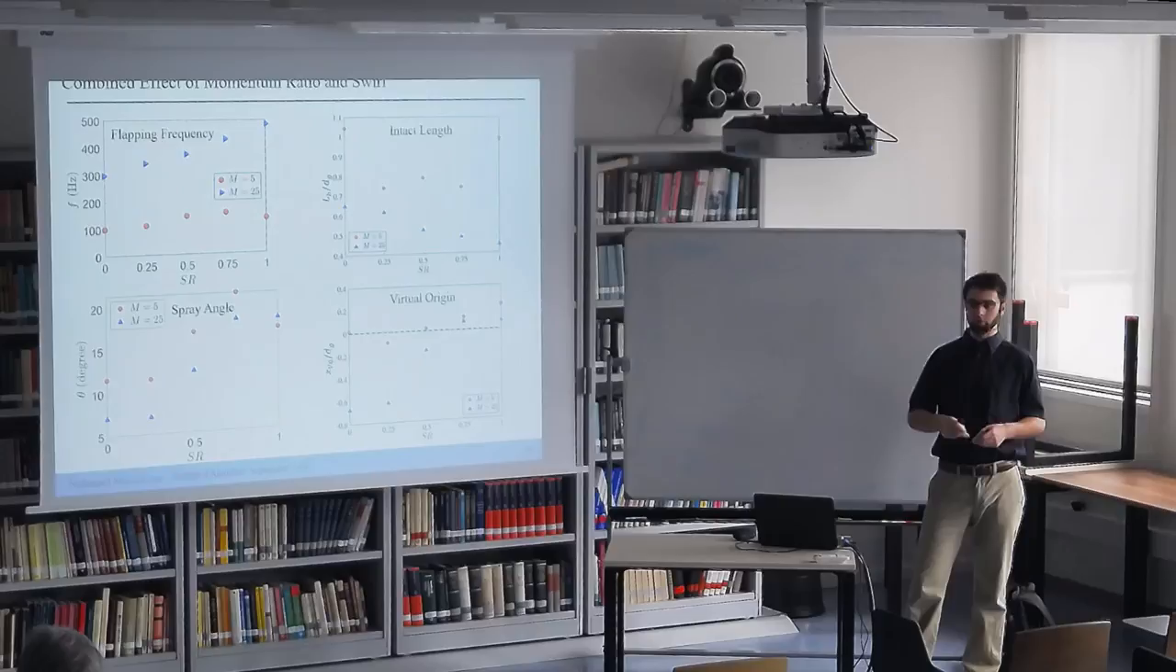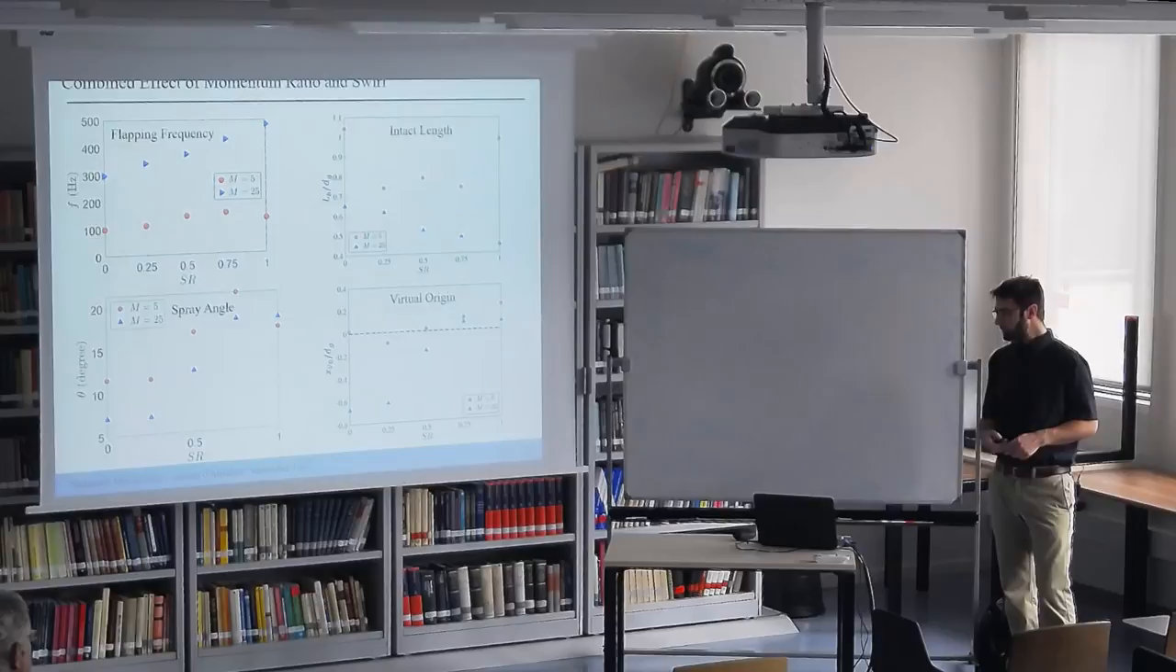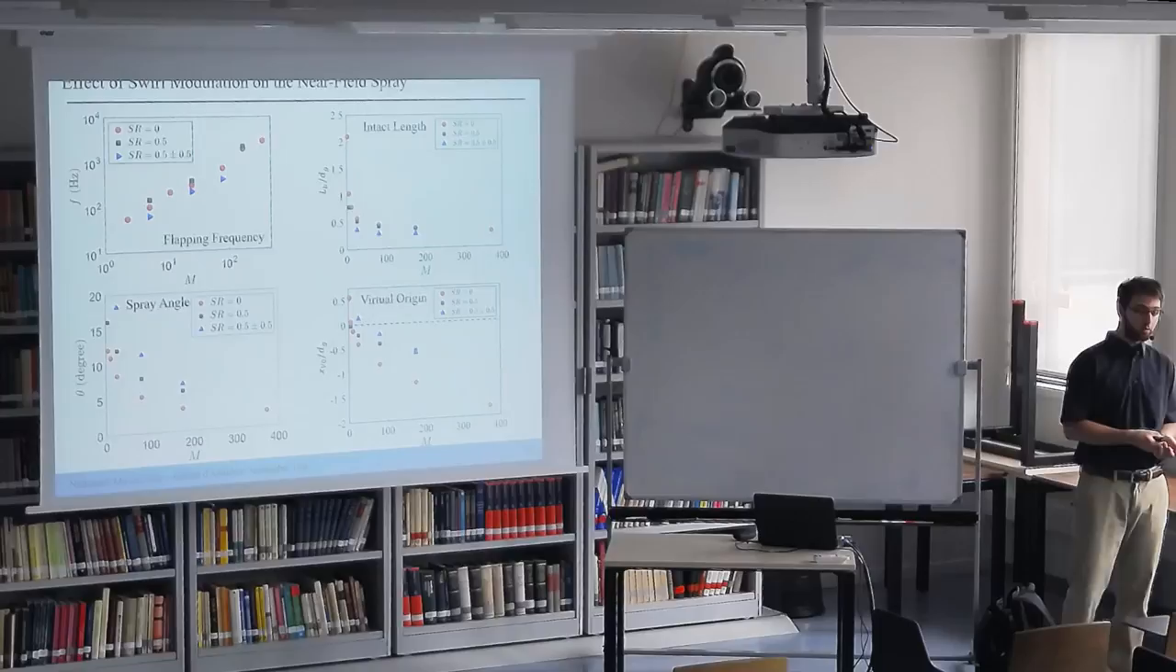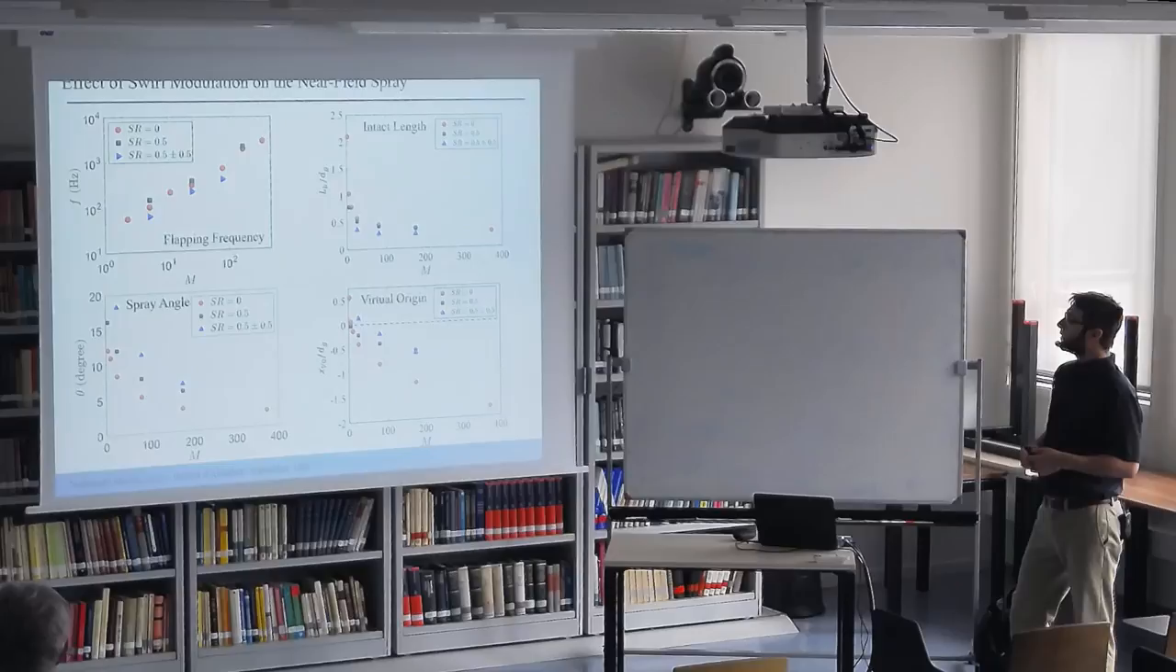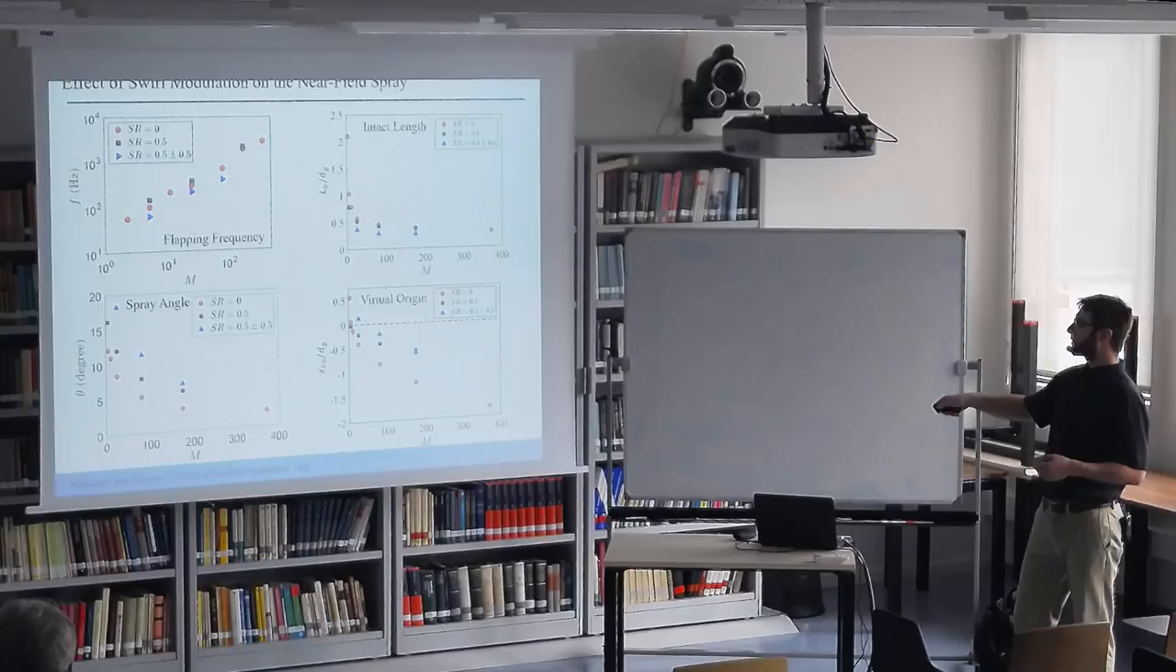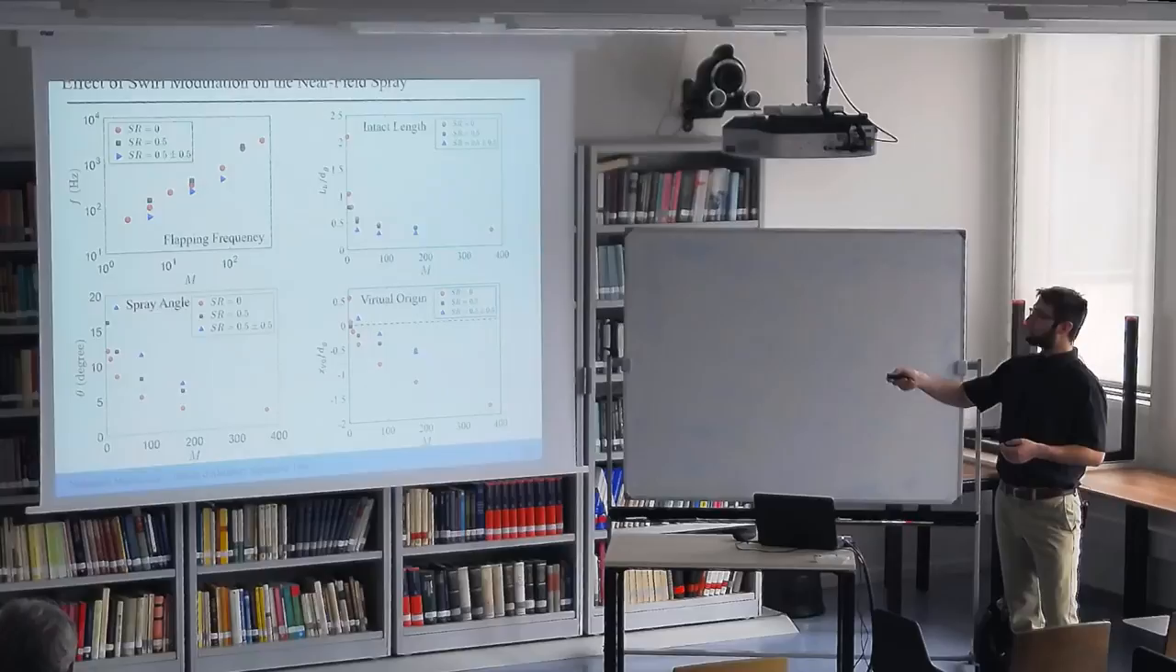So what you can do now is also compare a steady swirl to a modulated swirl, once again at a very slow frequency, and those are time-averaged measurements. What you see is that the effect you observe on these three metrics, the spray angle, the virtual origin, and the intact length, is the same but strengthened. While on the flapping frequency, instead of an increase, you have a decrease.